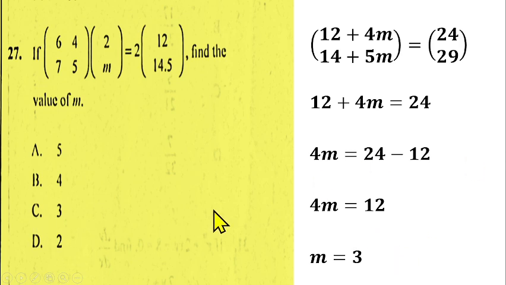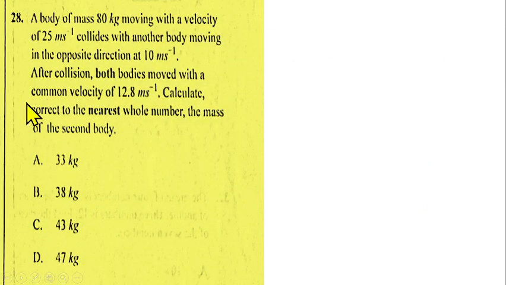So that means option C is the correct answer for question number 27. Question number 28 is from collision, which is also a motion. A body of mass 80 kg moving with a velocity of 25 meters per second collides with another body moving in the opposite direction at 10 meters per second. After collision, both bodies move with a common velocity of 12.8 meters per second. Calculate, correct to the nearest whole number, the mass of the second body.